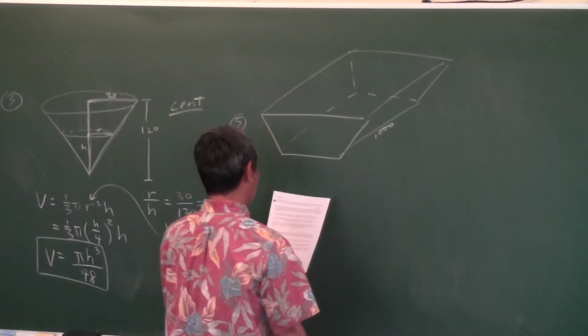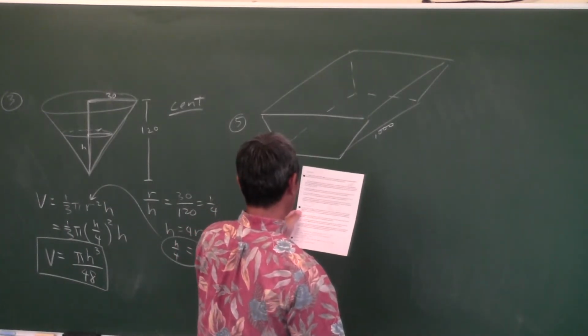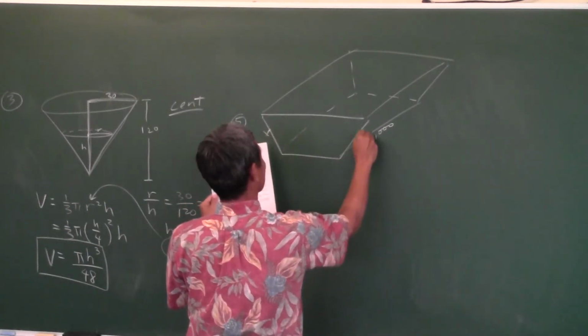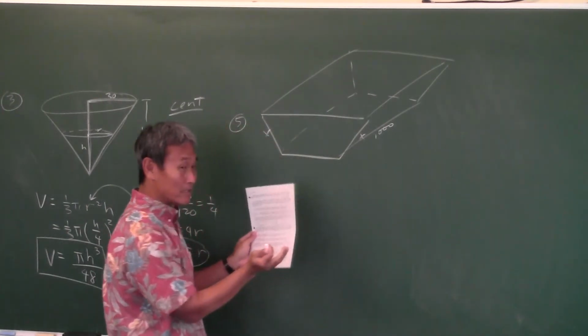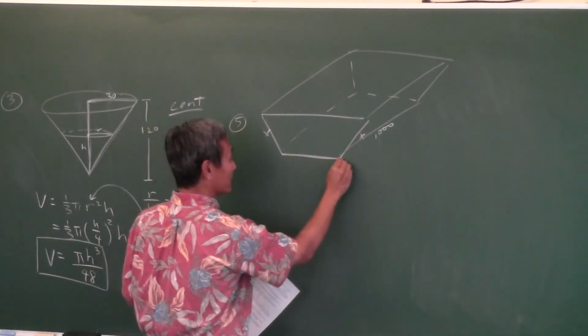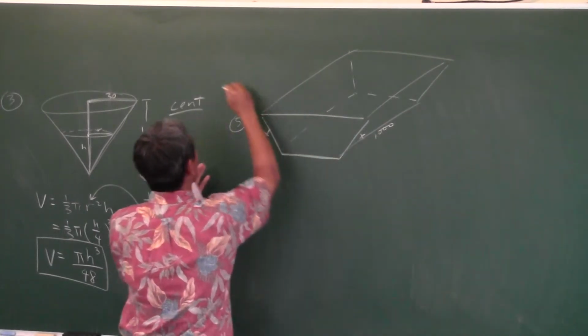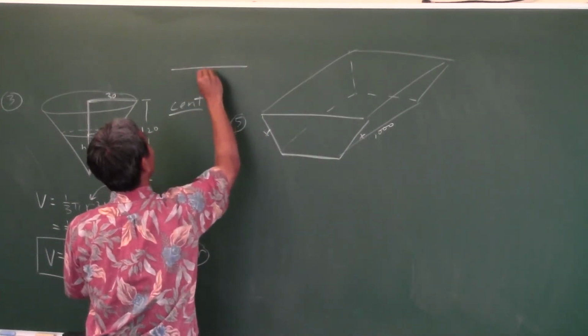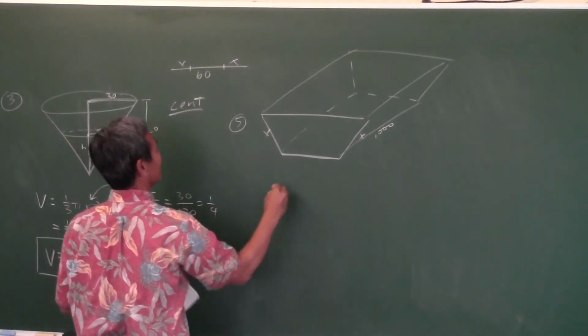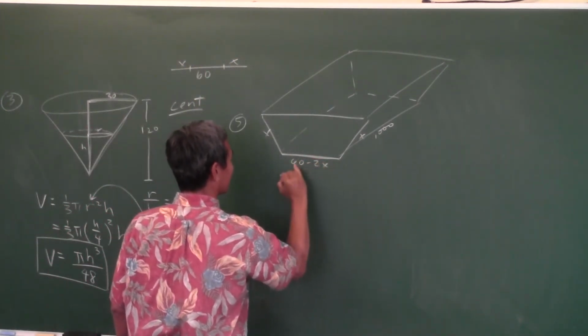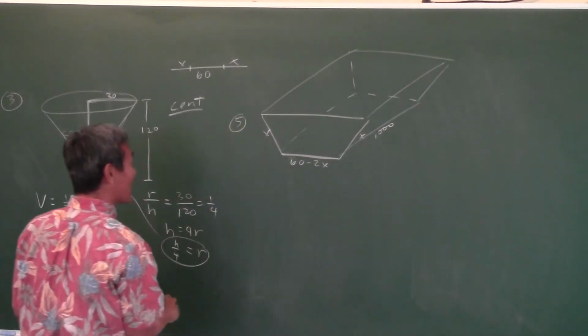Okay, anyway, to form a trough, we label this x and this is x. Therefore, what is this? Because it was 60 centimeters wide. What would this be if you bend it? Look, if you have something that's 60 centimeters wide, you bend it here, x and x. What's this one over here going to be?